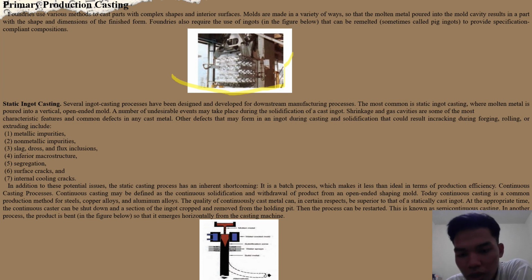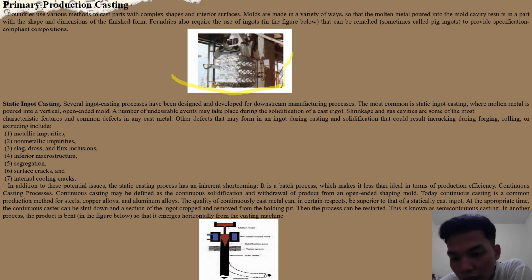It is a batch process, which makes it less than ideal in terms of production efficiency. Continuous casting process. Continuous casting may be defined as the continuous solidification and withdrawal of a strand from an open-ended shaping mold. Today, continuous casting is common for the production of steel, copper alloys, and aluminum alloys. The quality of continuously cast metal can, in certain respects, be superior. In this case, the continuous caster can be shut down, a section of the ingot cropped and removed from the holding pit. Then the process can be restarted.